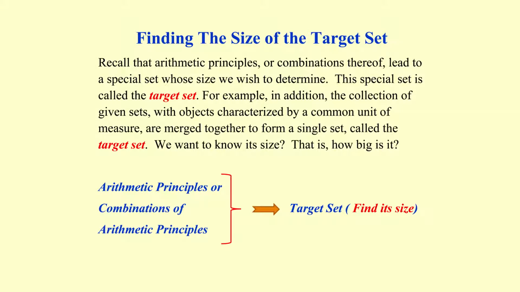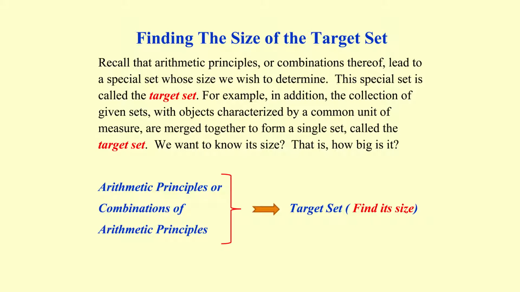set through computational strategies. In terms of a graphic illustration, this slide on finding the size of target sets says, recall that arithmetic principles or combinations thereof lead to a special set whose size we wish to determine. This special set is called the target set. For example, in addition, the collection of given sets with objects characterized by a common unit of measure are merged together to form a single set called the target set. We want to know its size. That is, how big is it?